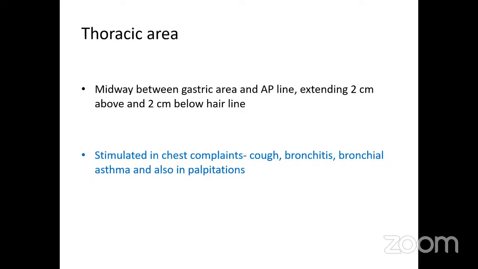The thoracic area is midway between the AP line and the gastric line. Just the midpoint. If you look at the AP line and the gastric line, the midpoint from the hairline, 2 centimeters above and 2 centimeters below the hairline. This becomes the thoracic area for all chesty problems, including some problems of the heart, particularly palpitations. Here we normally treat palpitations of nervous origin.